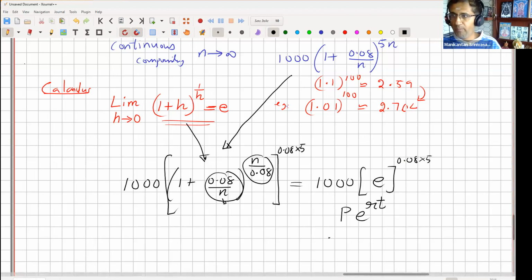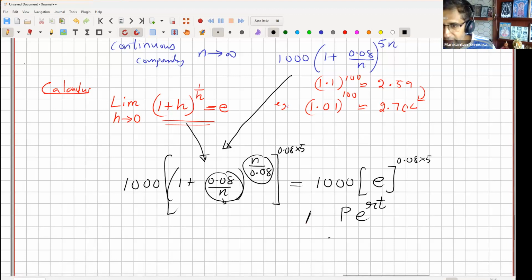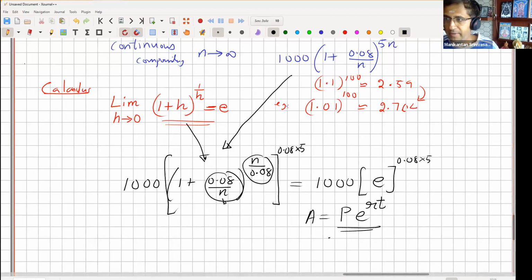Right? So if you compound infinitely many times, it's also called continuous compounding. Your total amount at the end of the tenure is p times e power RT. And this will be the highest. You cannot beat this sort of compounding. That's the best any bank can offer you, right?